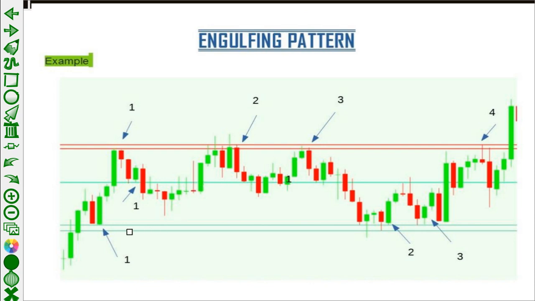And I have drawn the support line considering the same rules which I have considered for drawing the resistance line. That is, there should be at least one green candle next to the supporting candle which I am going to consider. So I considered this, and number 2 candle I have considered and drew the support area.